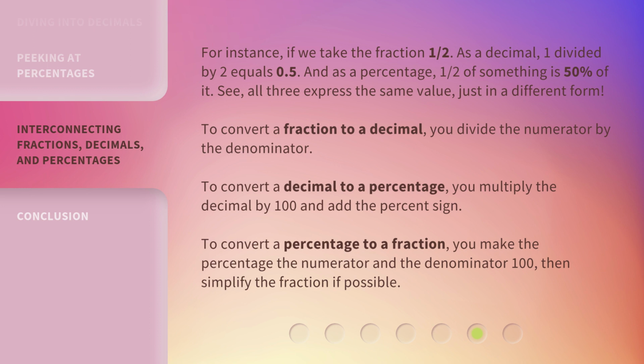To convert a fraction to a decimal, you divide the numerator by the denominator. To convert a decimal to a percentage, you multiply the decimal by 100 and add the percent sign. To convert a percentage to a fraction, you make the percentage the numerator and the denominator 100, then simplify the fraction if possible.